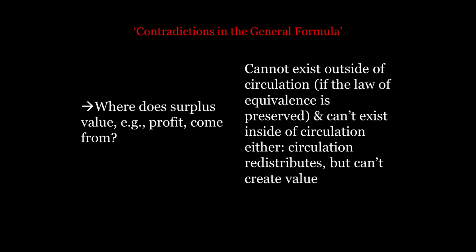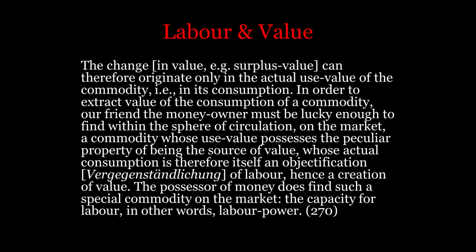So surplus value can't be created in the marketplace because it presumes that commodities are traded at their value, and it can't exist inside of circulation either, because the market exchange might redistribute value, but it can't, as Marx thinks or writes, create value. As long as this law of equivalence exists, surplus value can't come from the selling of commodities. So where does it come from? Well, Marx says there's only one way that you can create surplus value, and that is through labor.